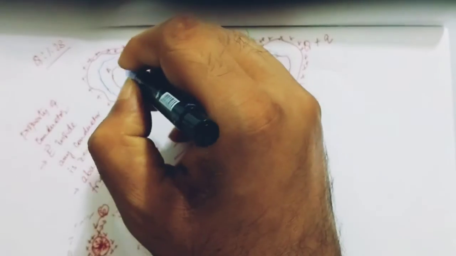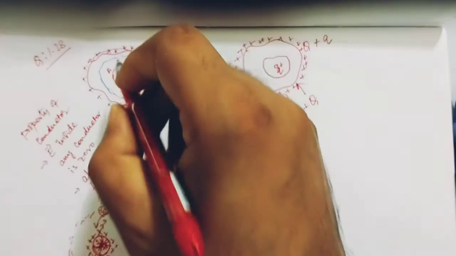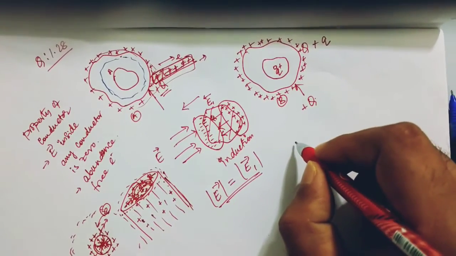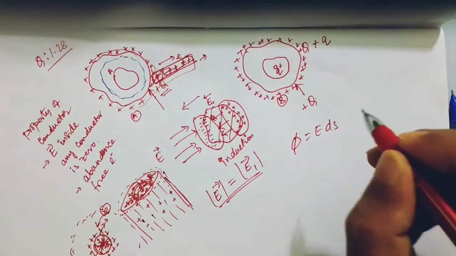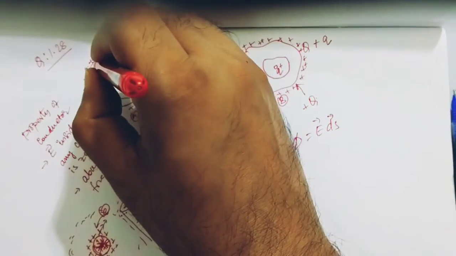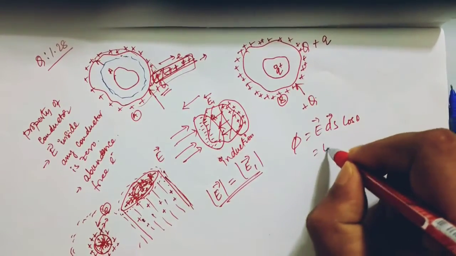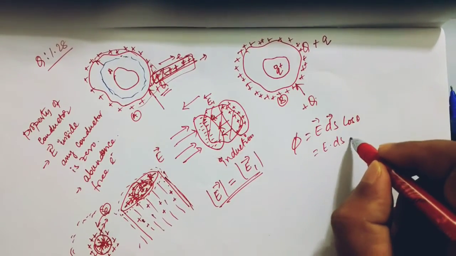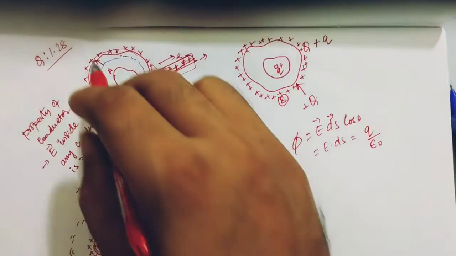Suppose this is a Gaussian surface. So the electrical field will be, as you know, this flux. The flux will be E·dS, right? Theta will be 0 here, and this is cos theta, and cos 0 is 1, so it will be only E·dS. So E·dS is nothing but Q by epsilon naught from this Gaussian surface.